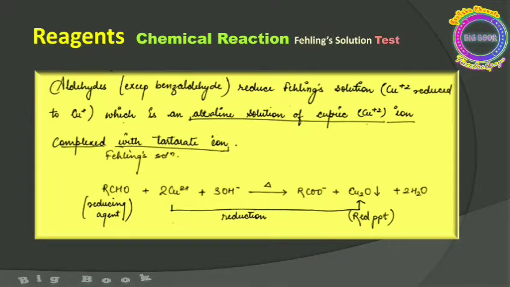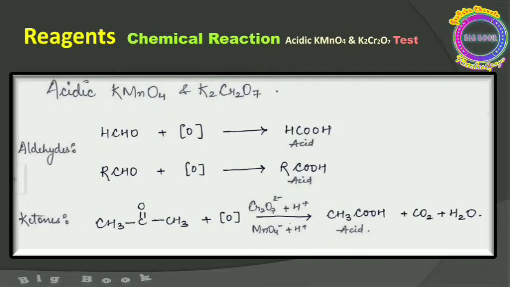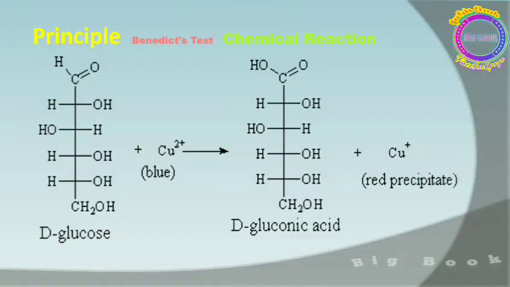Now here this is how Tollens' and Fehling's solution test reactions work, and in this slide you can see the Benedict's test, which is also similar to the Fehling's solution test. In this you can observe this is the aldehyde group. So here CHO has been observed, and also you can see after the reaction COOH.